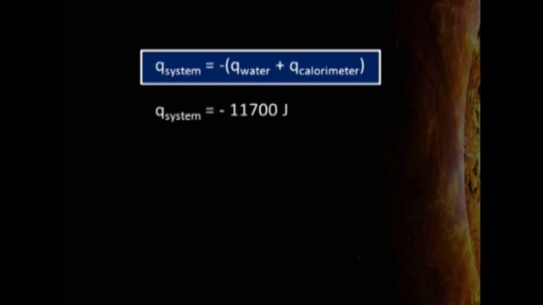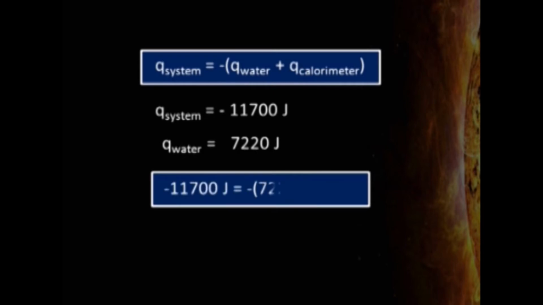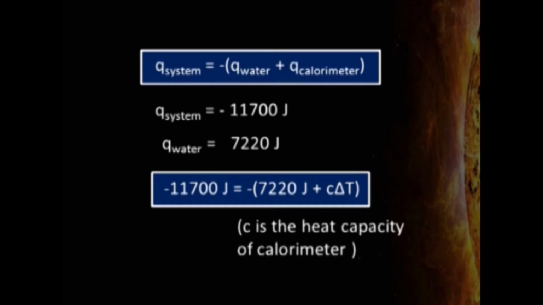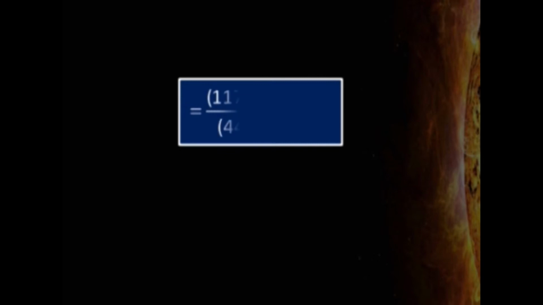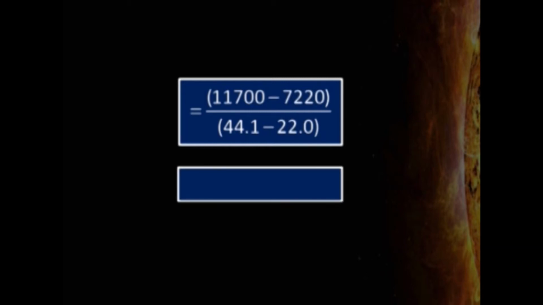Now, Q of system will be equal to minus Q of water plus Q of calorimeter. Here Q of system is minus 11700 joules and Q of water is 7220 joules. Therefore, minus 11700 joules will be equal to minus 7220 joules plus C into delta T, where C is the heat capacity of the calorimeter. Therefore, C will be equal to 11700 minus 7220 divided by 44.1 minus 22.0, which is equal to 2.02 into 10 to the power 2 joules per degree Celsius.